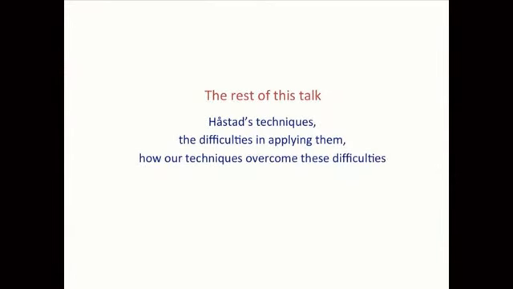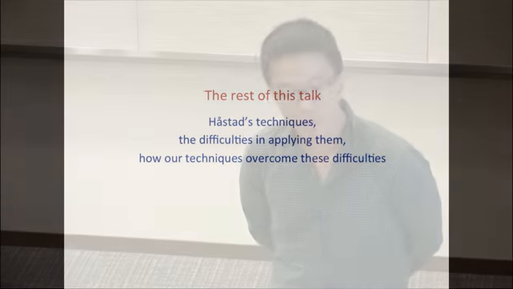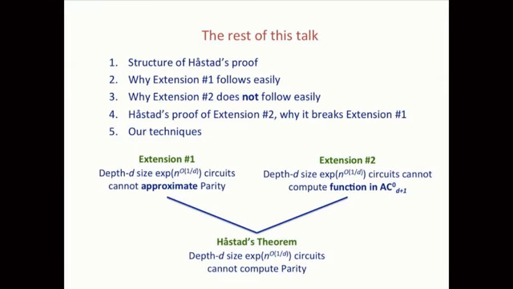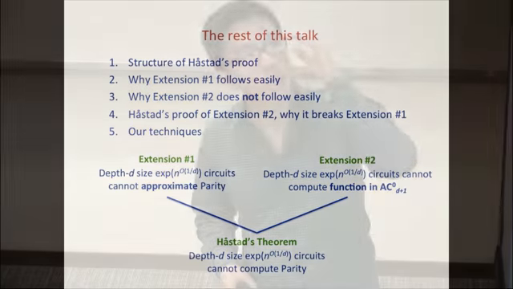So for the rest of this talk, let me tell you about Håstad's techniques, the difficulties in applying them, and by that I mean applying them to get our result, which is an average case depth hierarchy theorem, and how our techniques overcome these difficulties. In particular, let me give a very, very high-level rough structure of Håstad's theorem, just in one slide and pictures. And I'll try to say why extension 1, the approximation version, follows easily.